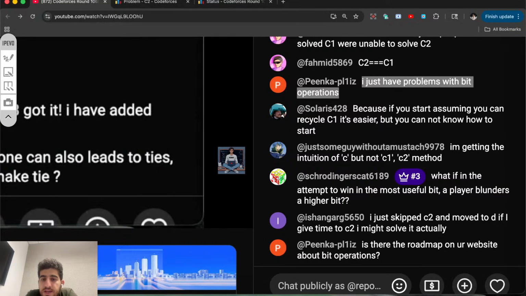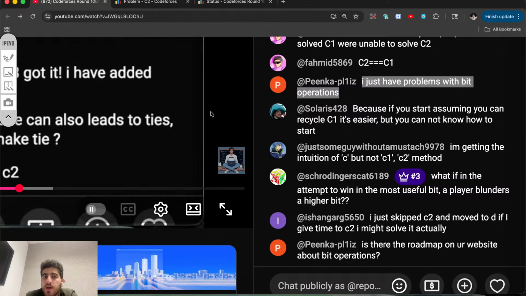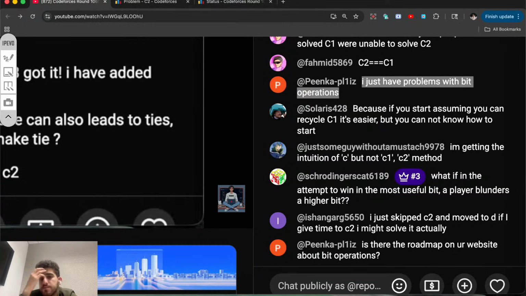What if in the attempt to win, a player blunders a higher bit? The point is that the higher bits definitely end up in tie. We know that about the higher bits, we have an even number of them. So they definitely end up in tie, so we don't need to worry about them. This is the first bit that does not end up in tie. So the other player cannot somehow win in the higher bits. Yeah, C2 was not very hard.